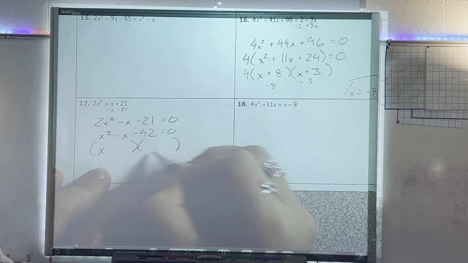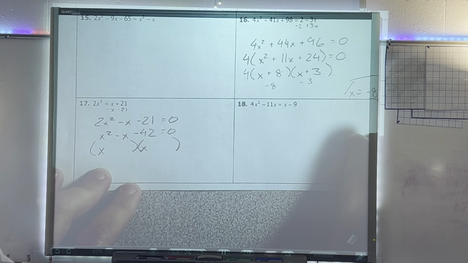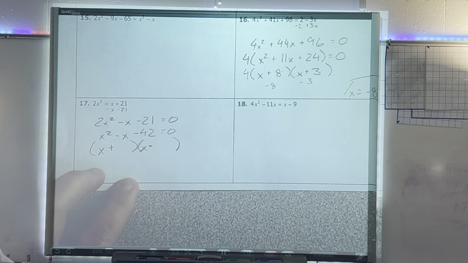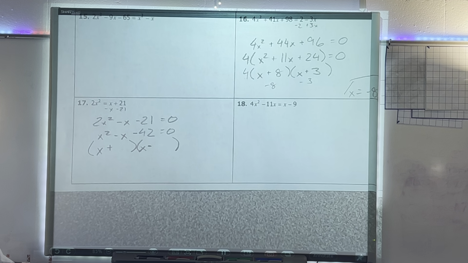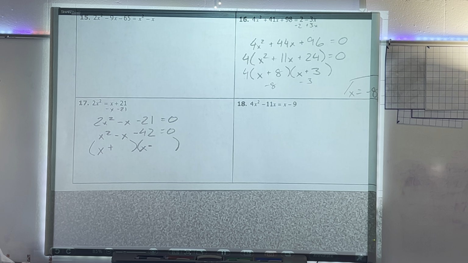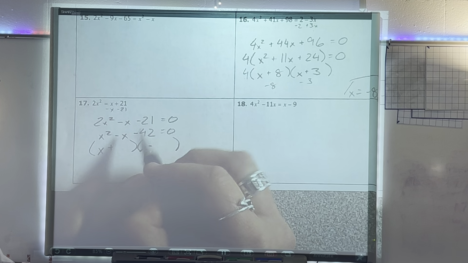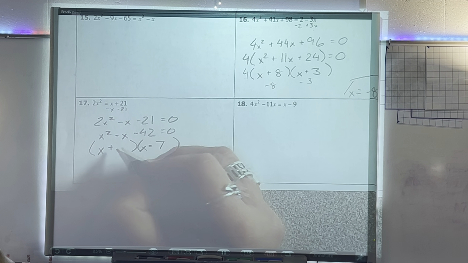So I've got X and X. Signs are different. Very good. All right. So I've got two numbers that multiply to 42, and I'm subtracting because my signs are different. So what's your most common for 42? 6 and 7. Which one gets which sign? 7 is negative because this is negative. Your sign is there.